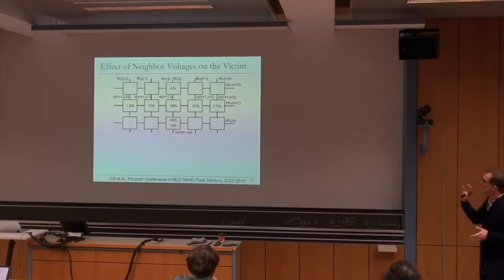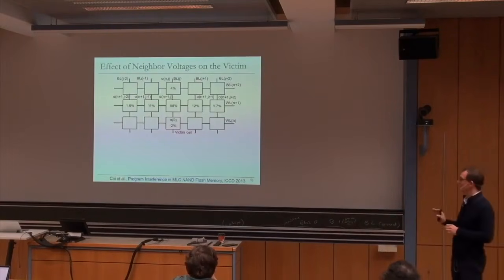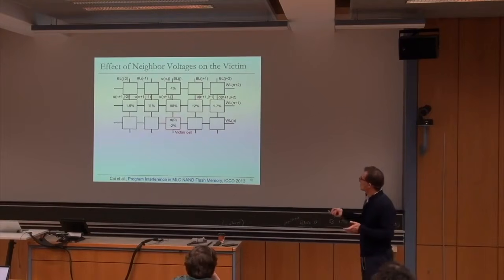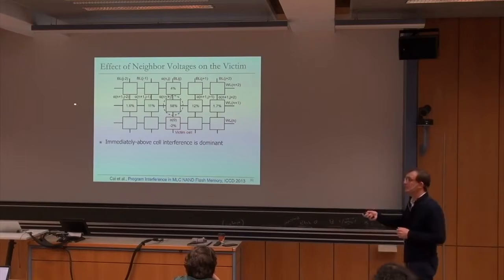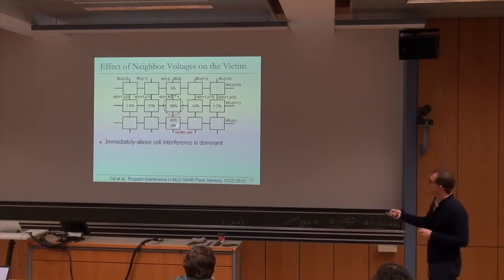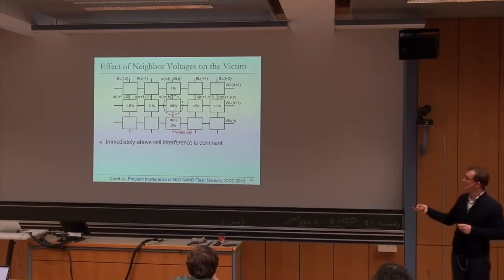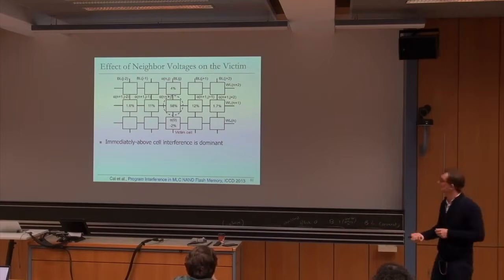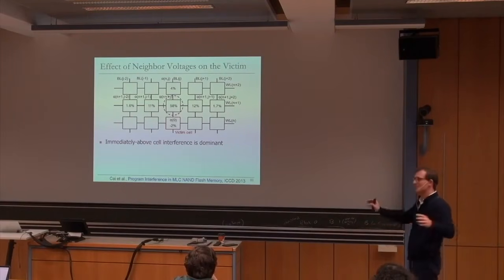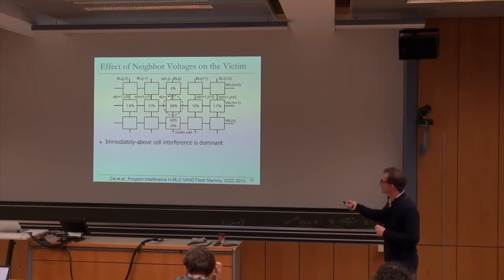So the interesting part is this picture after you do all of that characterization. This basically shows the relative importance, the relative effect of the different aggressor cells on this particular victim cell. It turns out the immediately above cell has the most interference. Whenever that is programmed, its effect is the highest. 58% means that, assuming that the voltage of this is affected by 100% with everything, this contributes 58%.